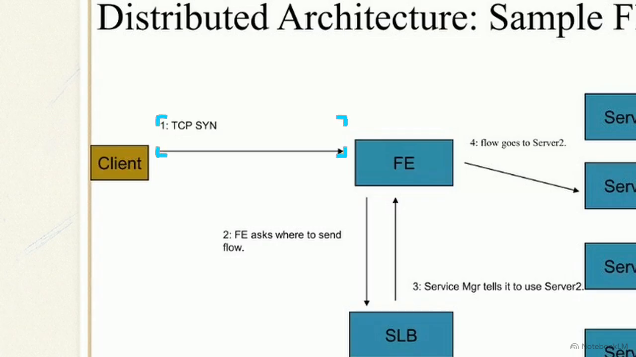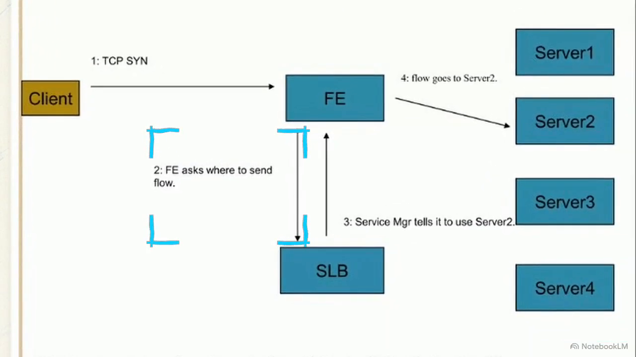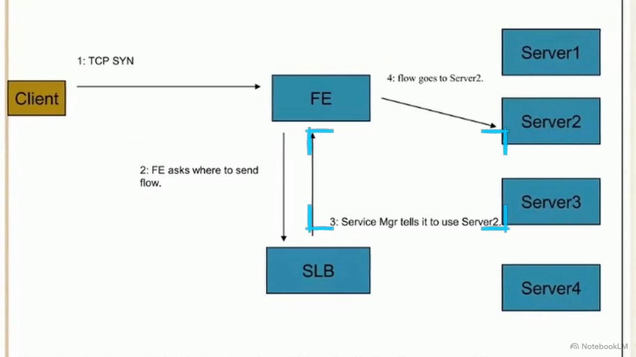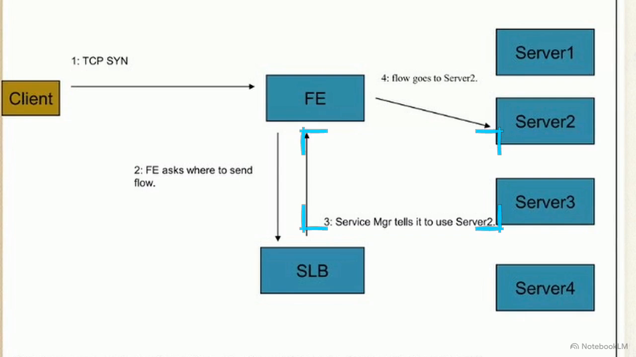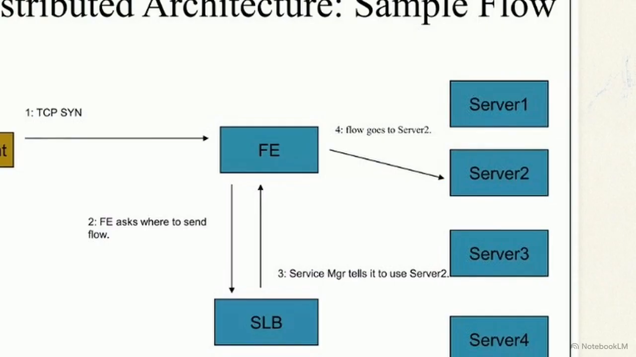Step 1. The client initiates a new connection by sending a TCP/SYN packet directly to the forwarding engine. Step 2. The forwarding engine pauses and queries the SLB for directions. Step 3. The SLB evaluates its connection tables, applies the dynamic algorithm, and instructs the forwarding engine to use server 2. Step 4. The forwarding engine routes the initial packet to server 2, officially establishing the link.